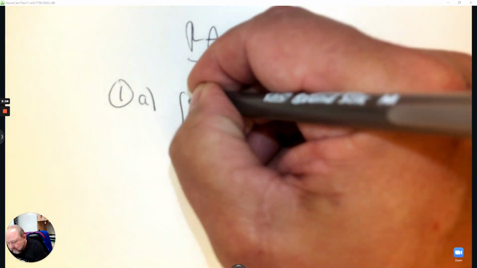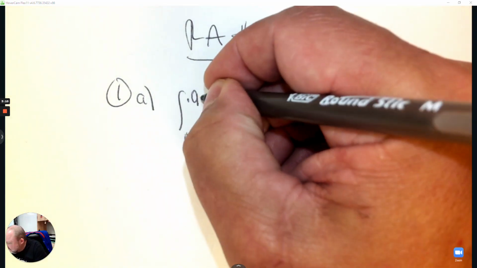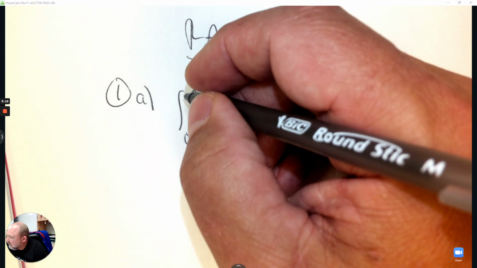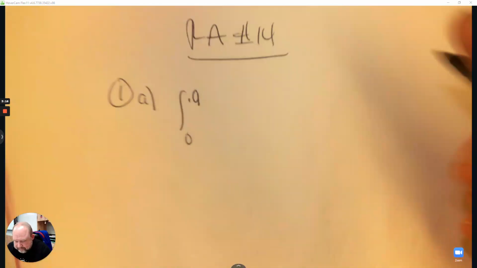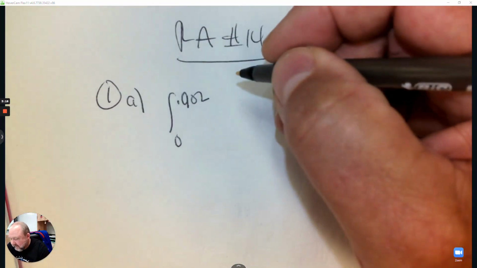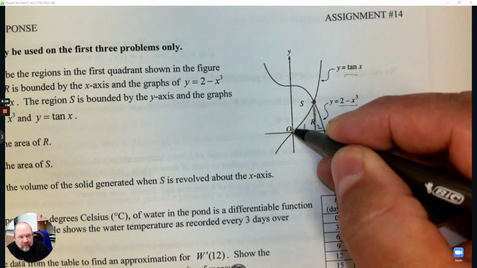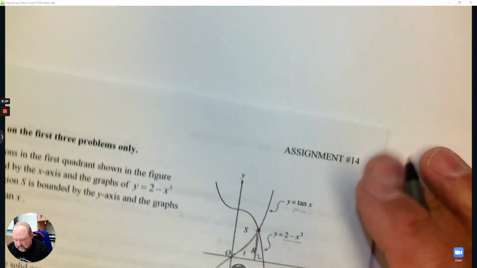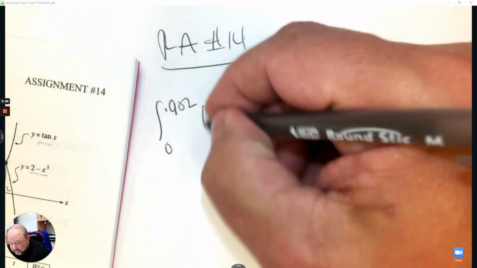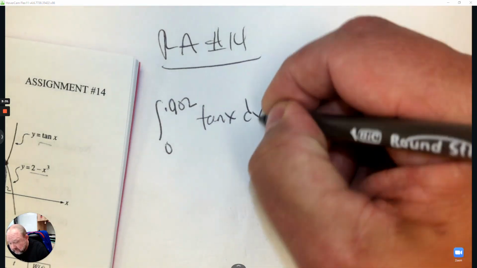So I'm going to integrate from 0 to 0.902. Right? Good. And then top, subtract bottom. So this is the first area there. From 0 to there, what's on top is tangent, and what's on the bottom is 0. So it's tangent x subtract 0, or just that.